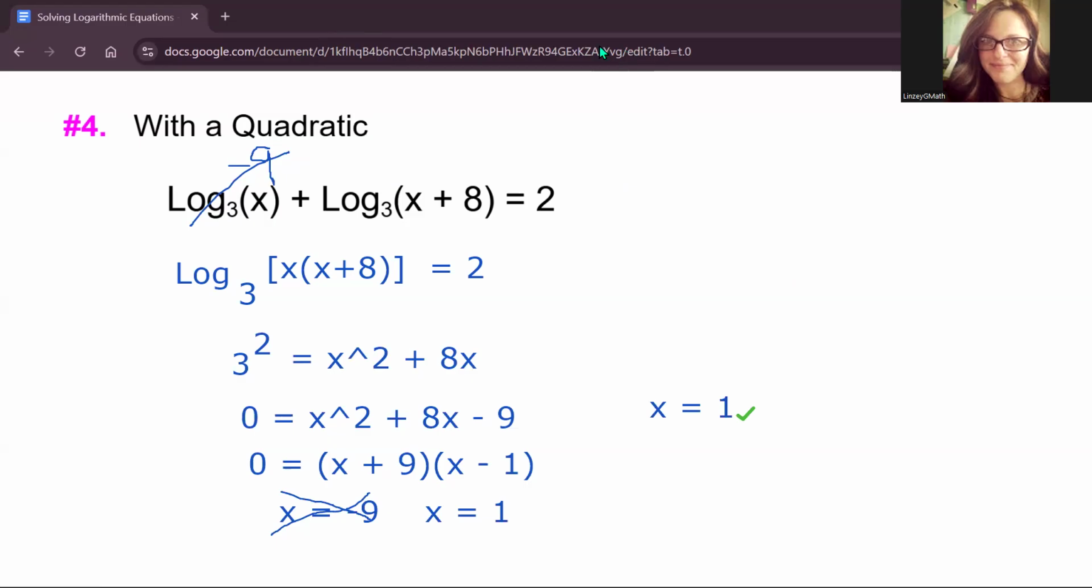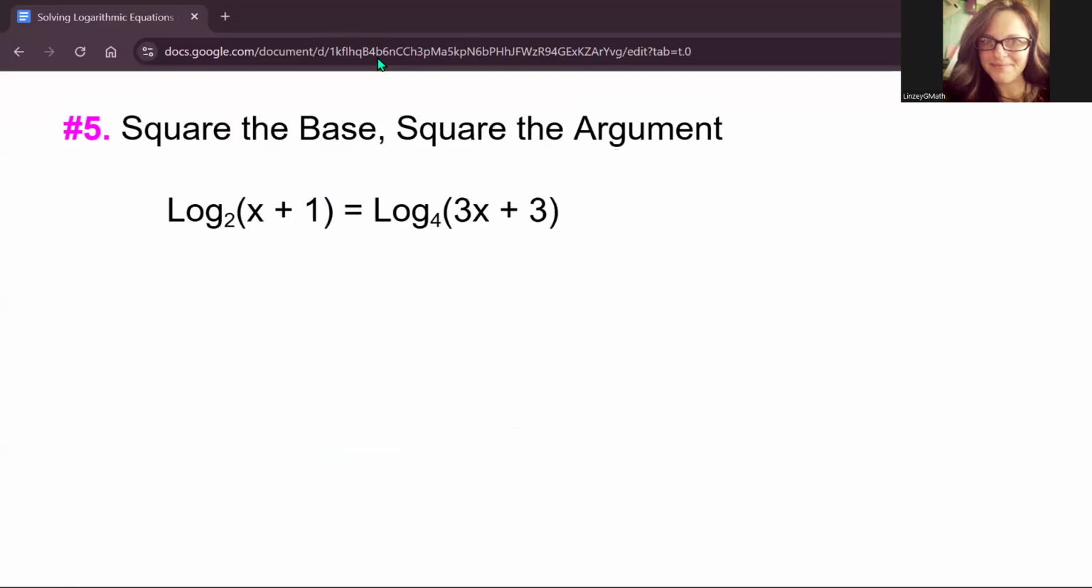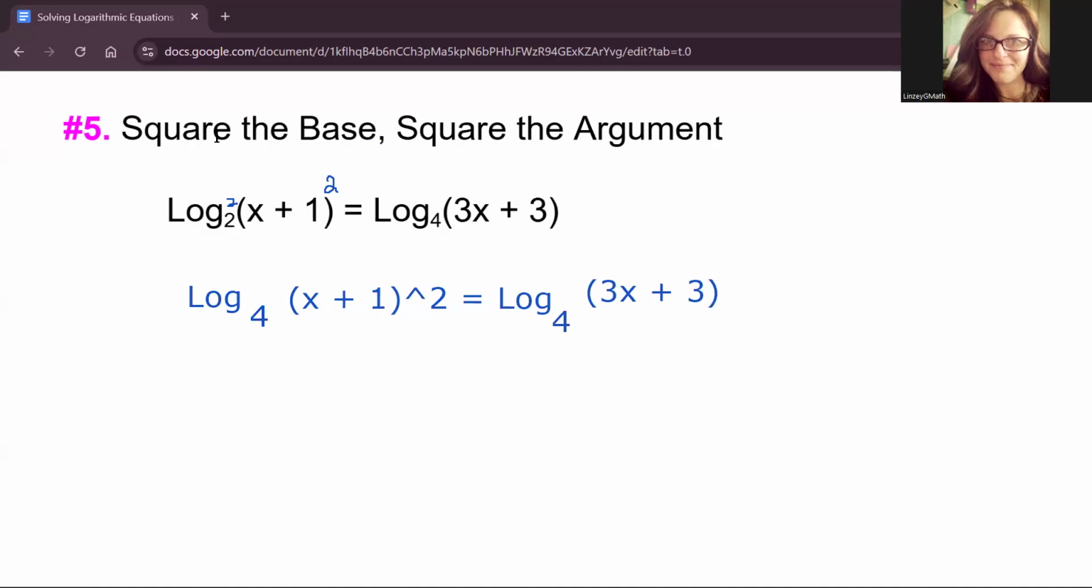And the last one. Well, this property is really neat. You can square the base of the logarithm and square the argument of the logarithm, and they will be equivalent. And this will give us log base 4 of x plus 1 all squared is equal to log base 4 of 3x plus 3. And now we can cancel out log base 4, and we're left with x plus 1 squared is equal to 3x plus 3.